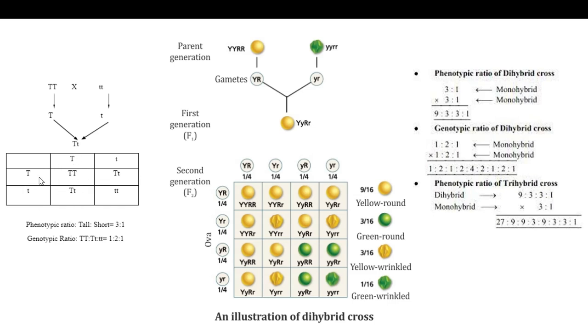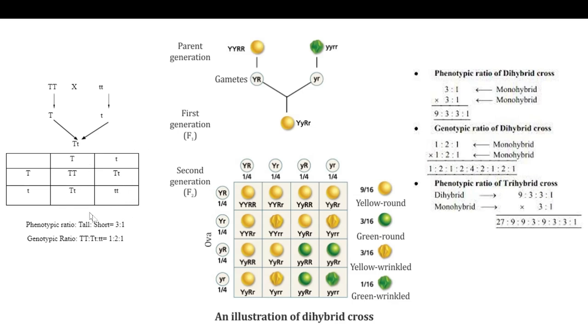So capital T and capital T will give you the tall phenotype. This is the homozygous genotype, whereas capital T and small t is the heterozygous genotype. All three of these, capital TT and the two capital T small t, will give the tall phenotype because the dominant allele will overcome the recessive allele according to the law of dominance, whereas small tt, because both alleles are recessive, will only give you a dwarf phenotype.